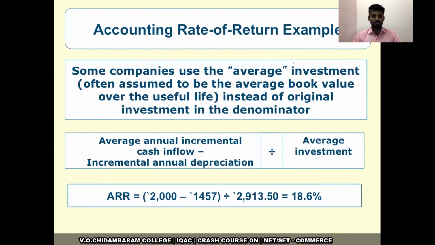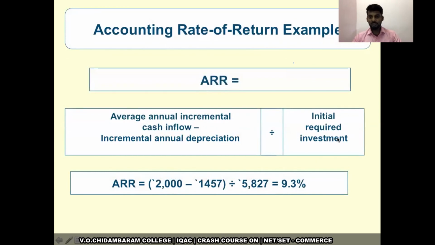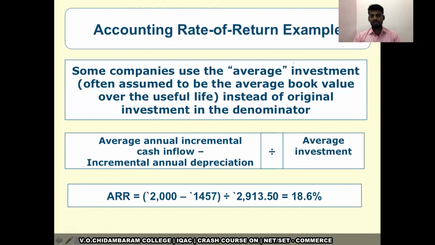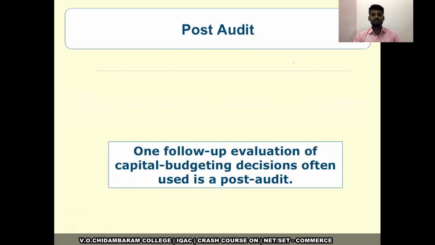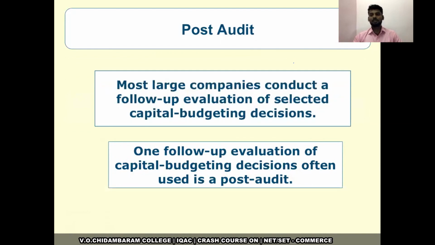As I said before, some of the companies follow average investment as the divisor. Then it will be double. Here it is 9.3 when we take the initial required investment as it is, 5,827. But when it is taken as an average investment, you would get about 18.6, only double the amount. There is no big difference in it. So that is the average rate of return.